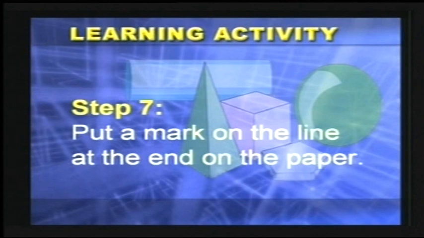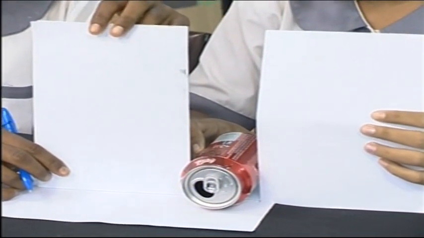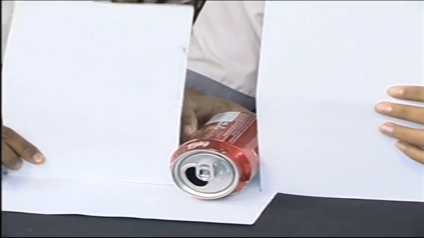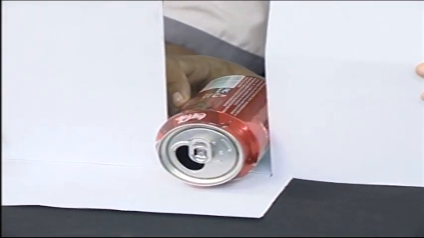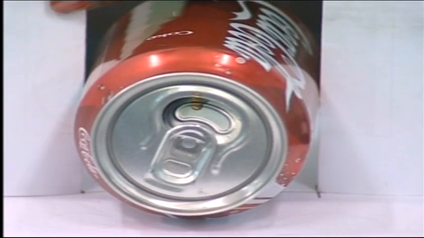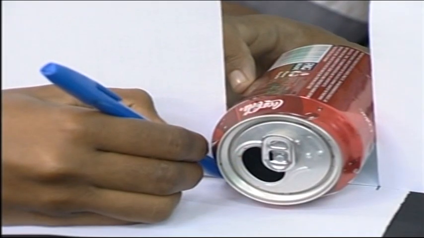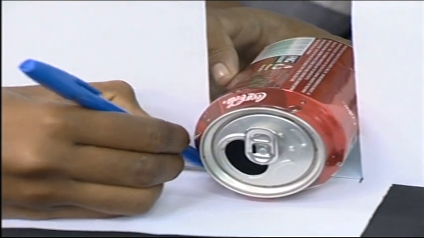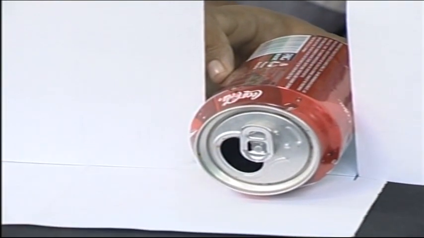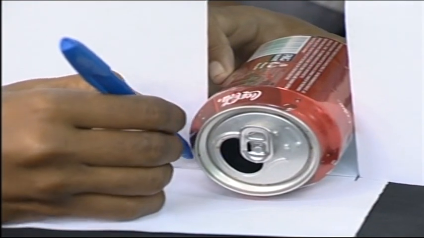Put a mark at the end on the paper. So where the other end where there's no mark, you put a mark there. So you get your biro or pencil and put a mark. Okay. After you have put a mark, it should be something like that on the screen.